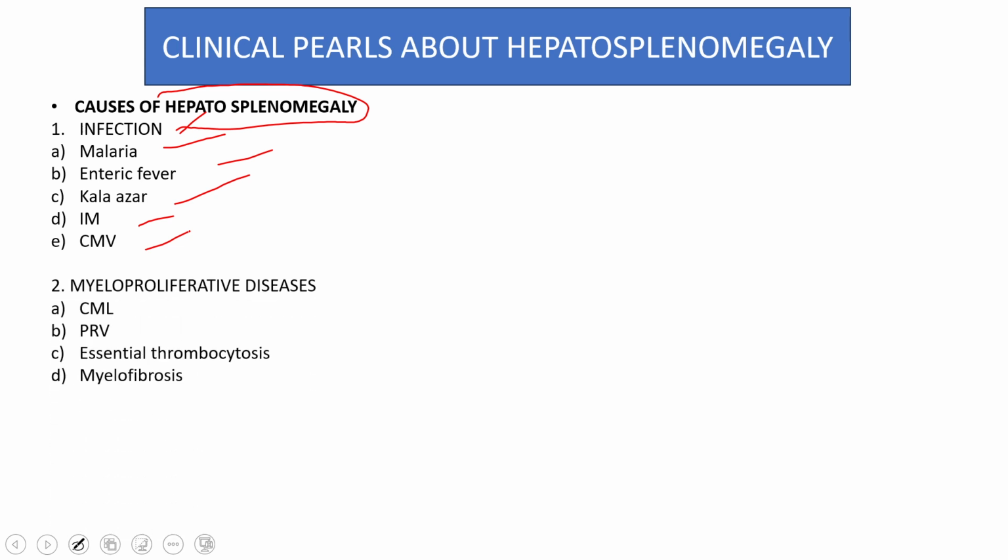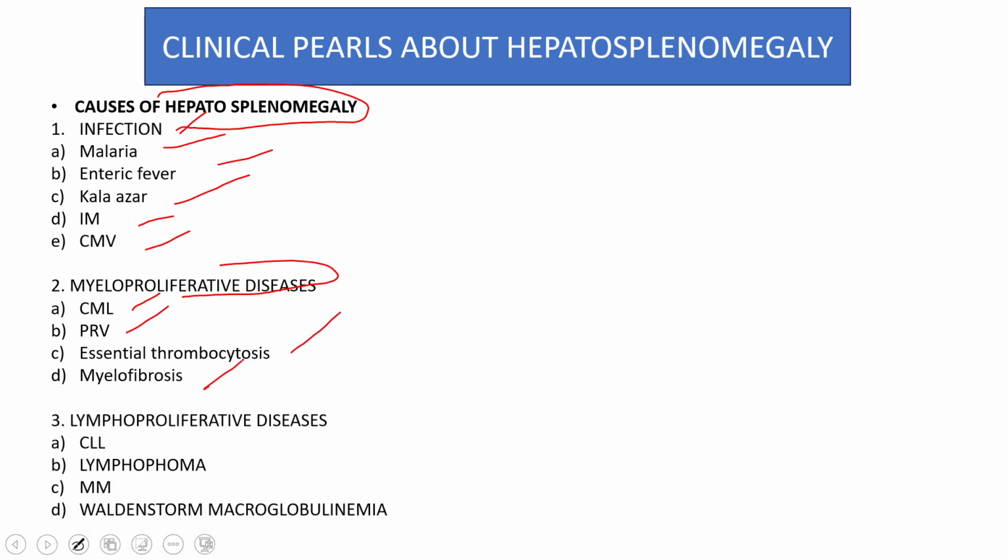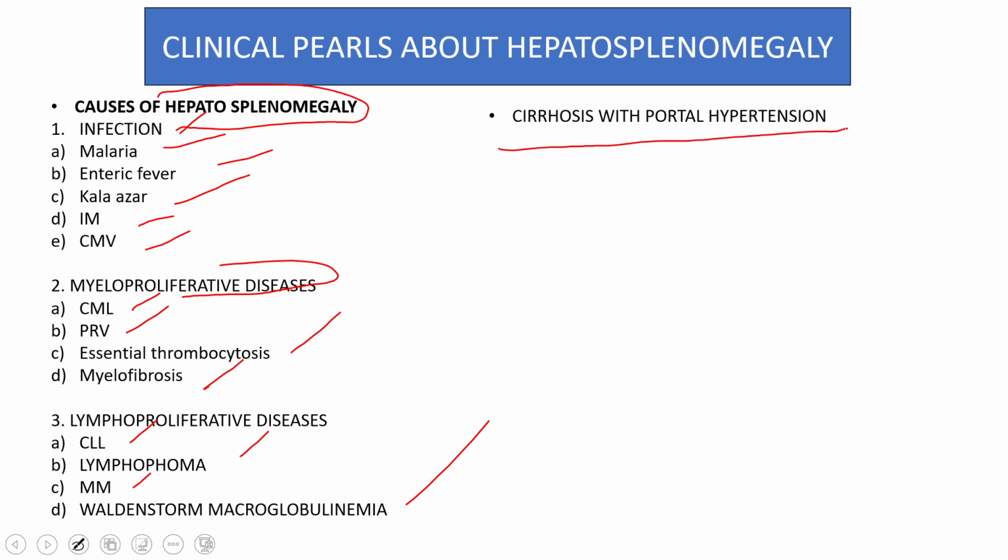cytomegalovirus. Then are myeloproliferative disorders. These are CML, chronic myeloid leukemia, polycythemia rubra vera, essential thrombocytosis, and myelofibrosis. Then are lymphoproliferative disorders. These include chronic lymphocytic leukemia, lymphoma, multiple myeloma, Waldenstrom macroglobulinemia. Then is cirrhosis with portal hypertension.